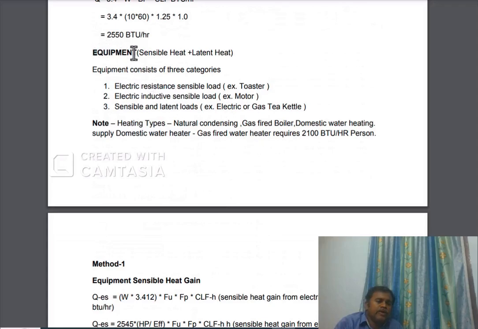Coming to equipment, we can have equipment which generates sensible heat as well as latent heat. First, suppose you have a motor, you can get the technical details of the motors and other kinds of equipment, how much heat it is going to generate. Suppose a monitor, a 12-inch, 15-inch or 21-inch monitor, how much heat is generated by the monitor, you can take all the details from the vendor.